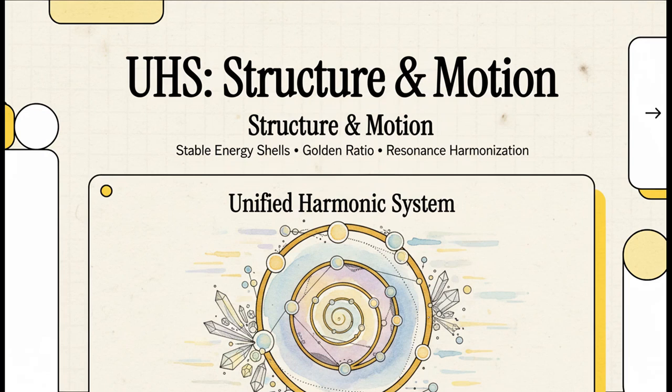In this explainer, we are diving deep into Module 3 of the Unified Harmonic System, and we're going to tackle a really big question. How does the universe build everything, and I mean everything, from an atom to a galaxy, from the exact same set of rules? We're going to look at the fundamental blueprint for physical structure, and then we'll explore how this system totally rethinks the very idea of motion itself.